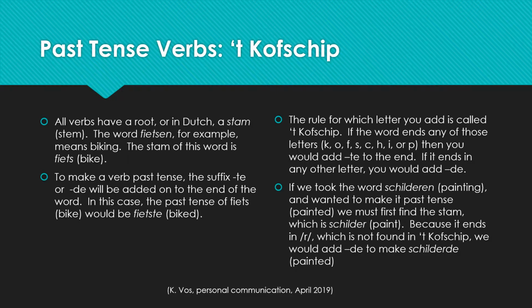So if we took the word schilderen, which means painting, and wanted to make it the past tense painted, first we must find the stem, which is schilder, and because it ends in R, not found in de Kofskip, then we would add de to make schilderde, which means painted.